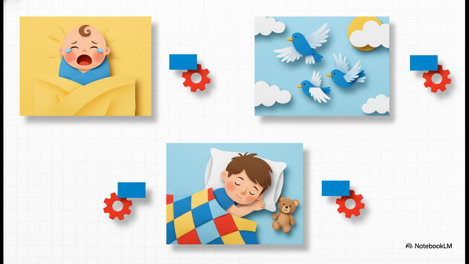Take the baby cried. The baby is the subject, cried is the verb. We don't need to ask cried what. The meaning is completely full. Same with birds fly. These work perfectly fine as just a subject plus a verb.